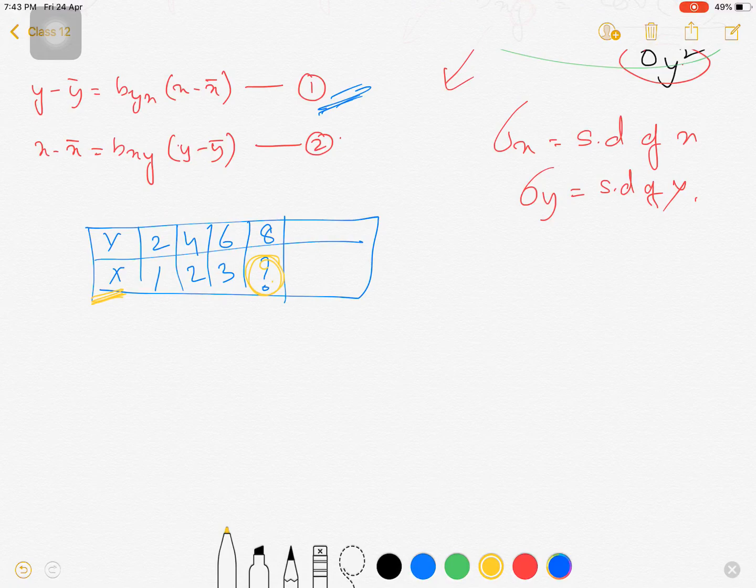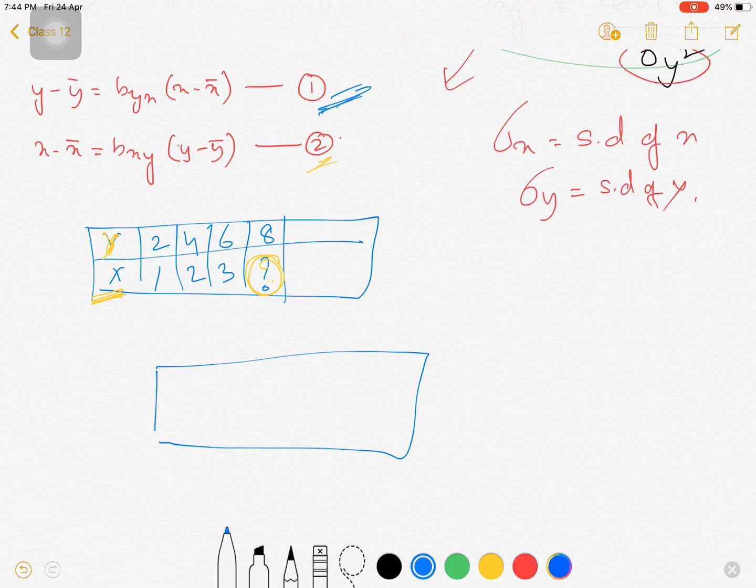So when the values of x is missing, which equation you have to use? Since the values of x is missing here, you have to use equation 2. Why? Because equation 1 is used to estimate the values of y when x is given. Okay, so maybe you got confused.